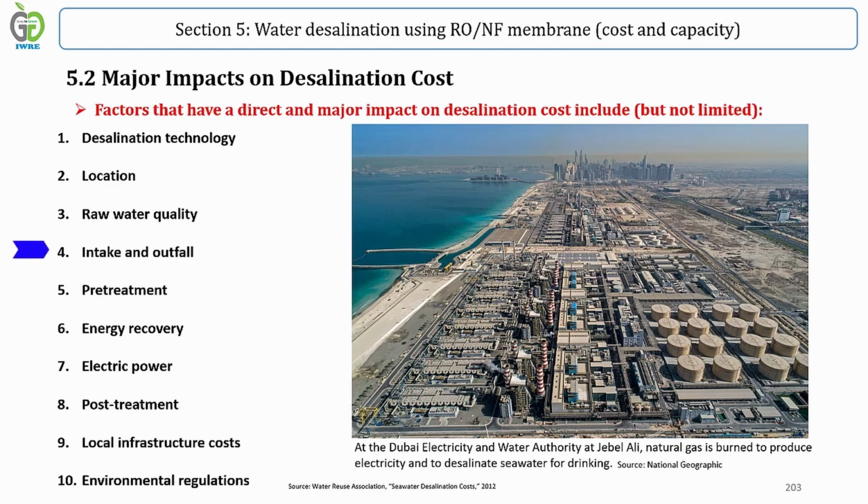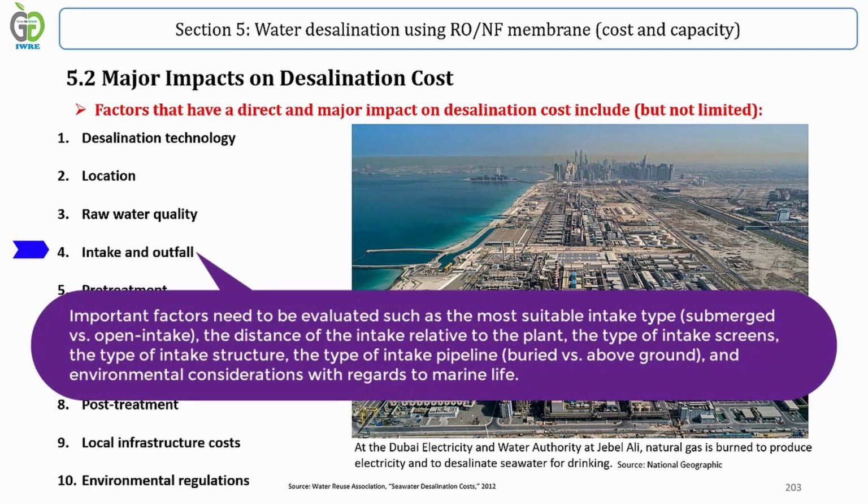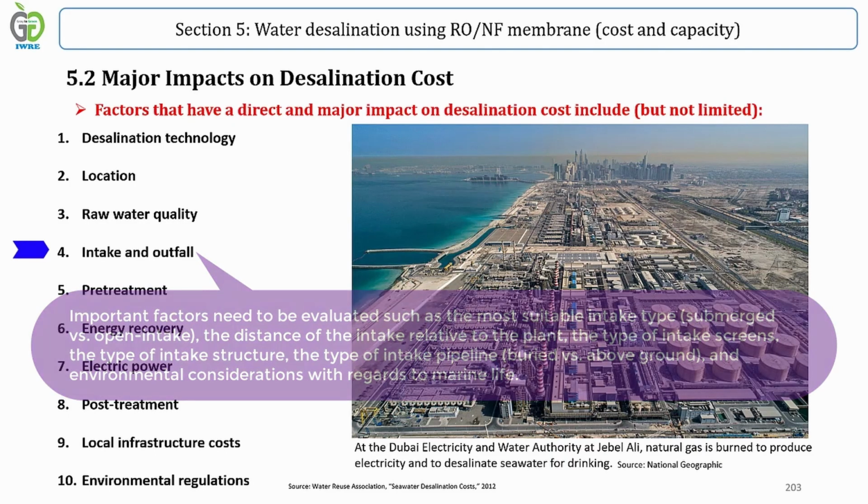Intake and outfall. The type of intake and outfall selected for a desalination plant is one of the most important technical considerations for a plant's cost-efficient design and optimum operation. Important factors need to be evaluated such as the most suitable intake type, the distance of the intake relative to the plant, the type of intake screens, the type of intake structure, the type of intake pipeline, and environmental considerations with regards to marine life. Each of these items has a significant cost impact.